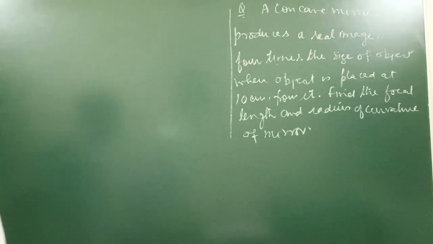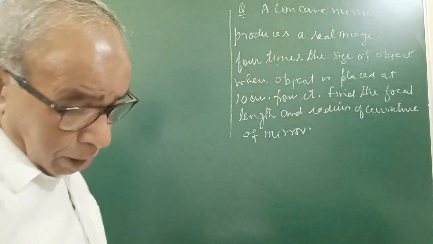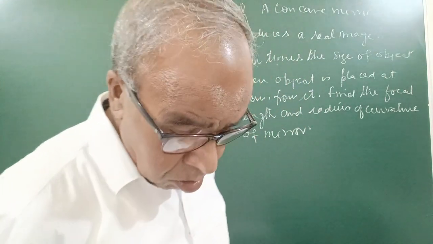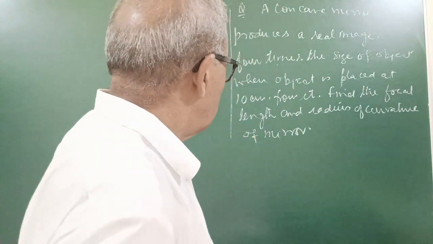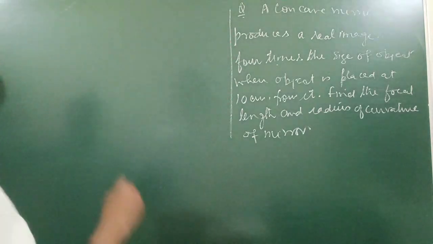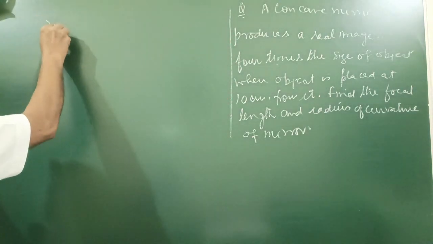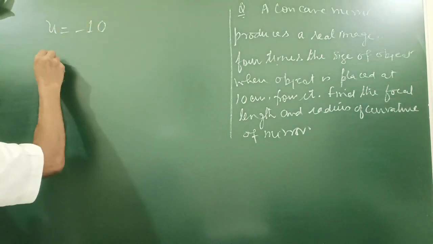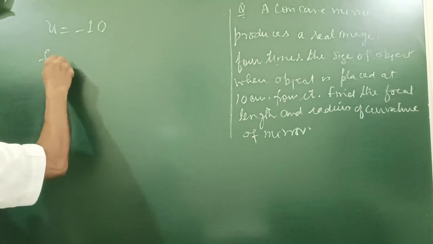Find the focal length of the mirror and the radius. So here u is equal to minus 10, and f we have to find out.